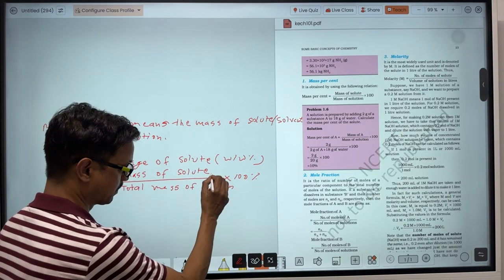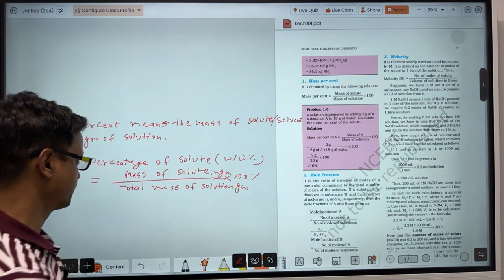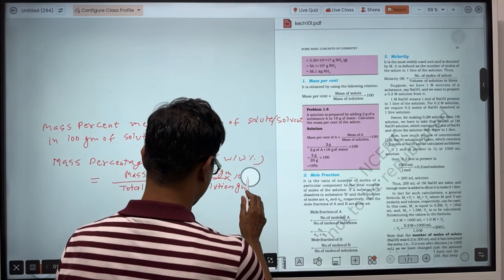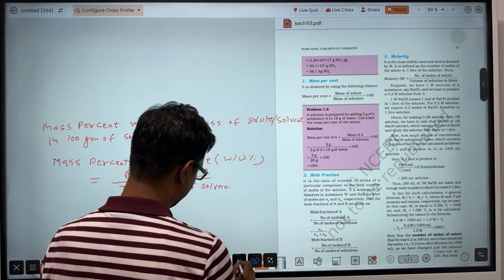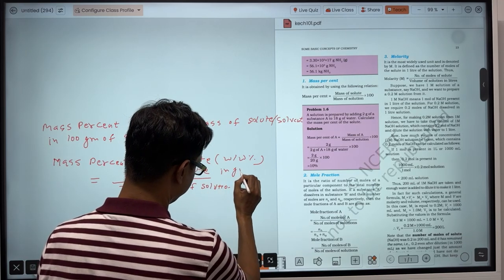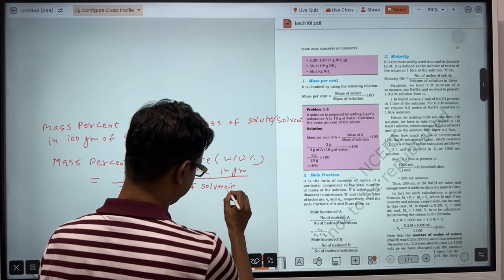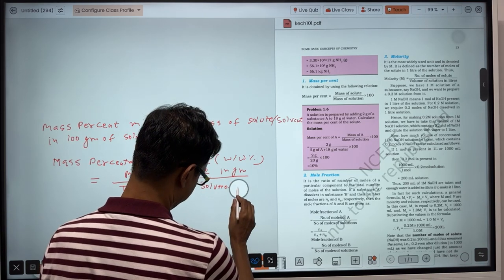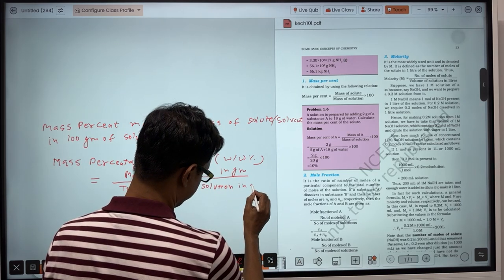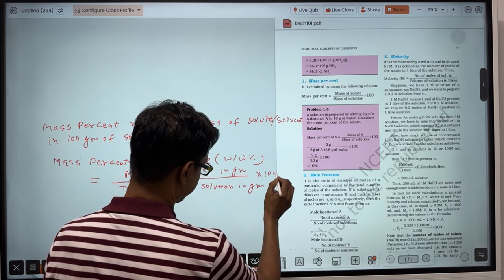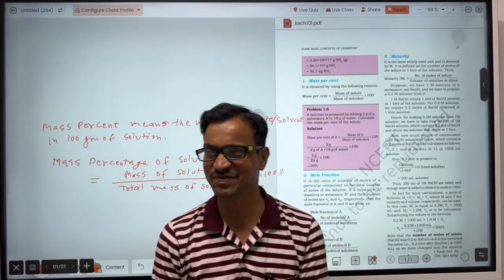Okay guys, but you have to watch out: the total unit should be the same. So mass percentage of solute will be equal to the mass of the solute in gram, upon the total mass of solution in gram. Okay guys, any problem here?